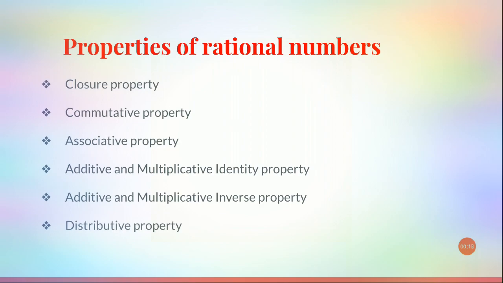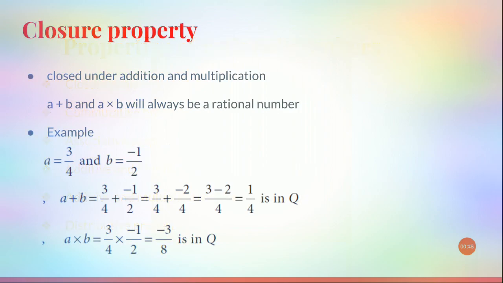In 7th standard we learnt all the 6 properties for integers, right? The same way we are going to learn for rational numbers. First one, closure property. When two rational numbers are added, if the answer is in the form of a rational number, we can say it is closed under addition.